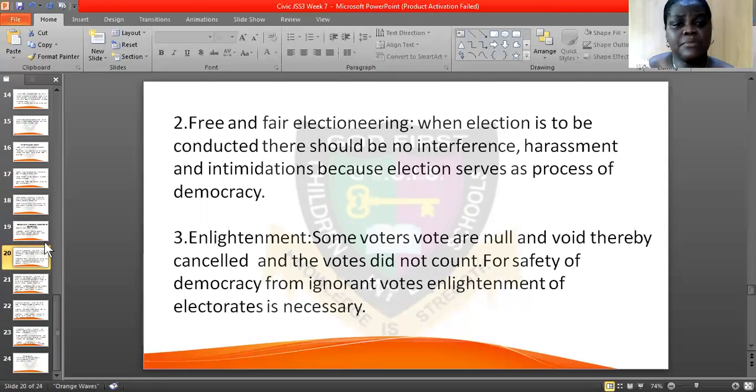Another democratic process has to do with enlightenment. Some voters' votes can be null and void, that is, they can be cancelled if they did not vote right. And that's why they need to be taught how to vote, how to thumbprint, where to thumbprint, how to identify the logo, and everything that they are supposed to do.